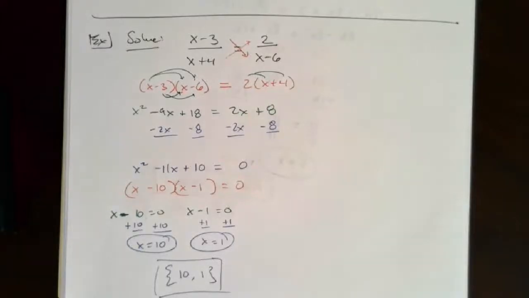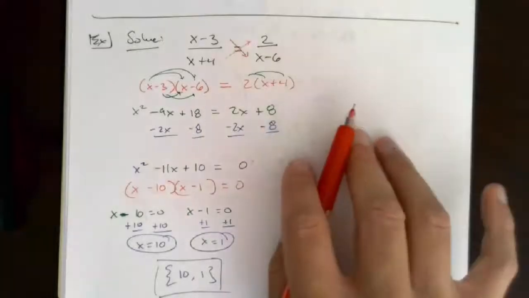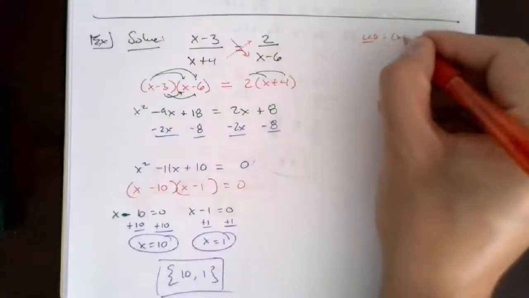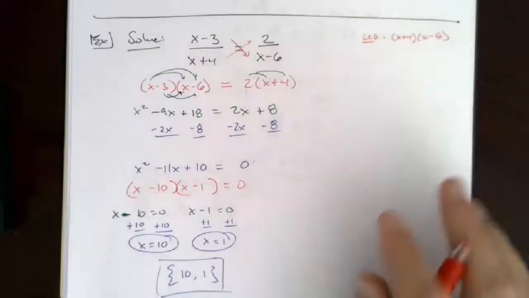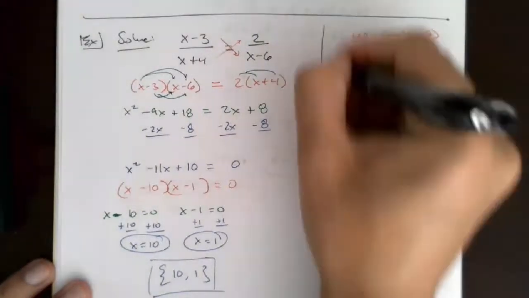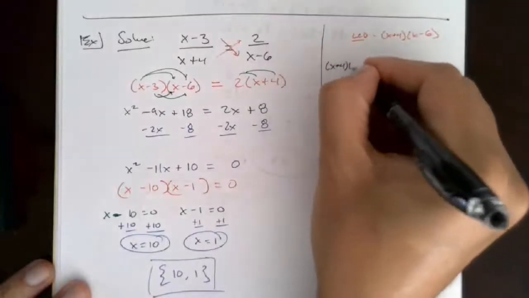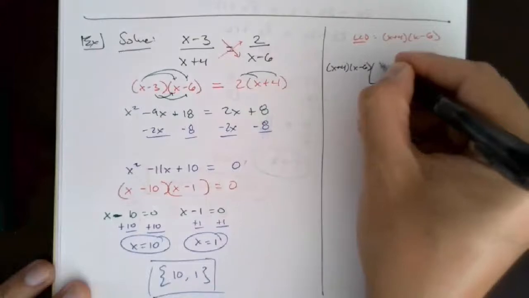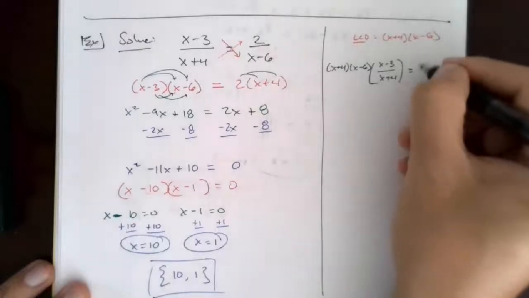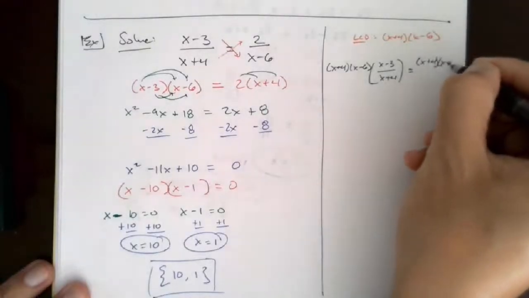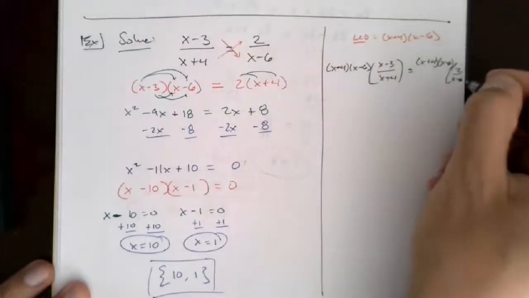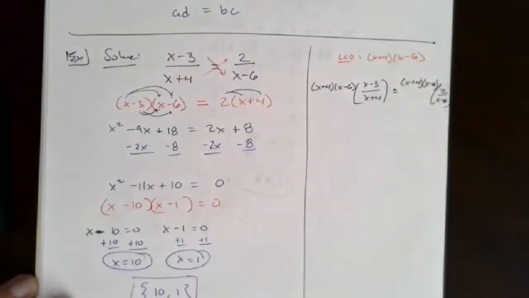Now, we solved this by cross multiplying. But if you didn't know about cross multiplying, or you didn't feel comfortable doing that, if you found the LCD at the very beginning of this, the LCD would have been x plus 4 times x minus 6. And what you would have done is you would have said, okay, multiply that to each term. So you would have ended up with, just as an aside here, x plus 4 times x minus 6 times the x minus 3 over x plus 4, multiplying to that side. And it would be equal to x plus 4 times x minus 6 times 2 over x minus 6 on the right side. And when you do that, what happens?